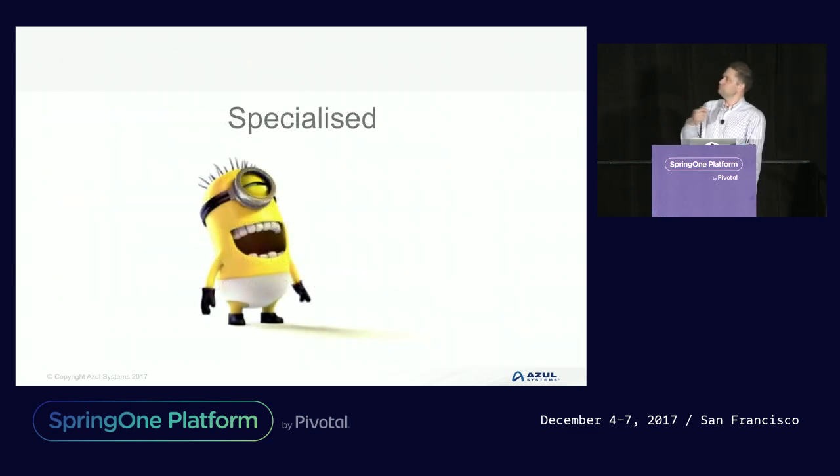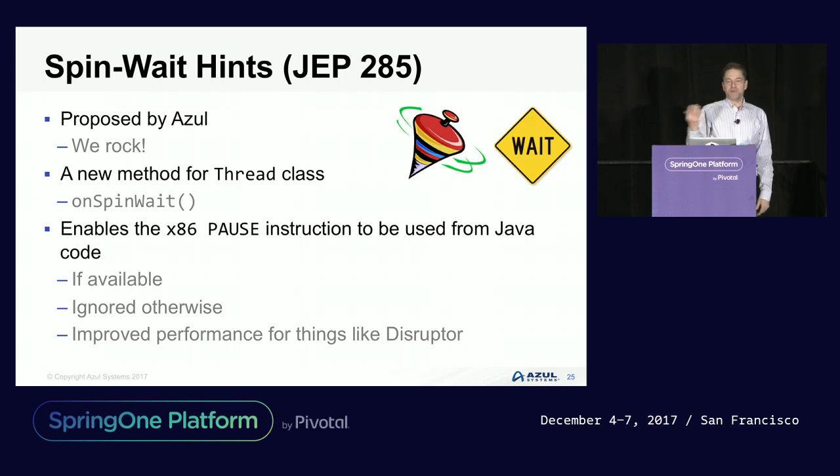Specialized features. I couldn't find an appropriate icon here, so I just put a minion. Spin weight hints. For Azul, this is great because this was a JEP that we proposed for inclusion in the JDK. And it's the first JEP that's been submitted from outside of Oracle and included in the JDK that's been released. So what this does is it adds one method to the Thread class, onSpinWait.